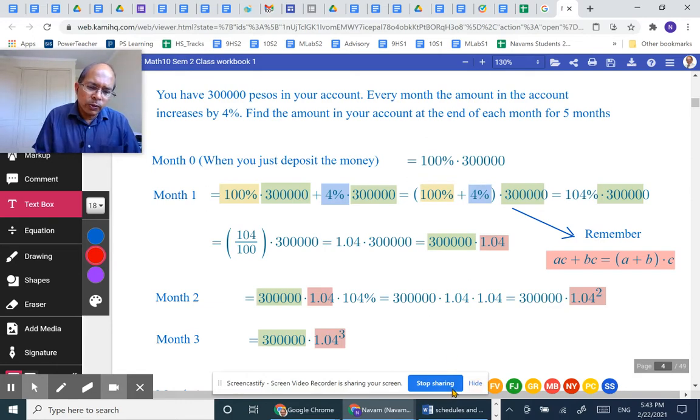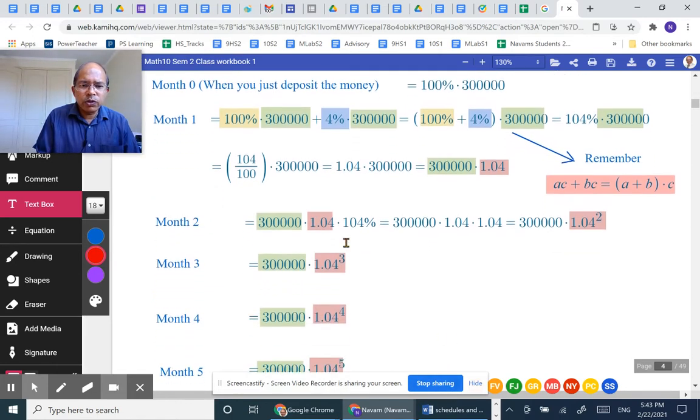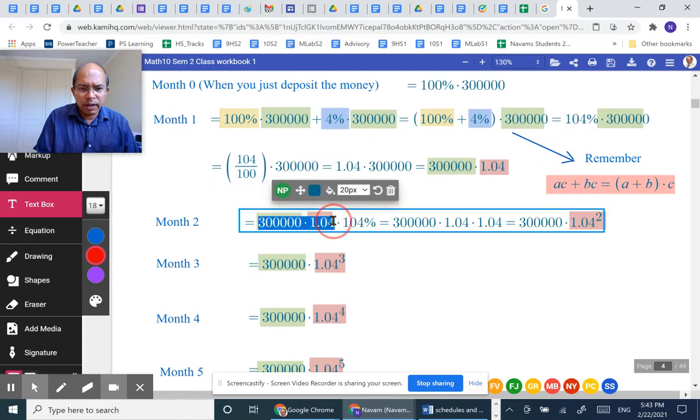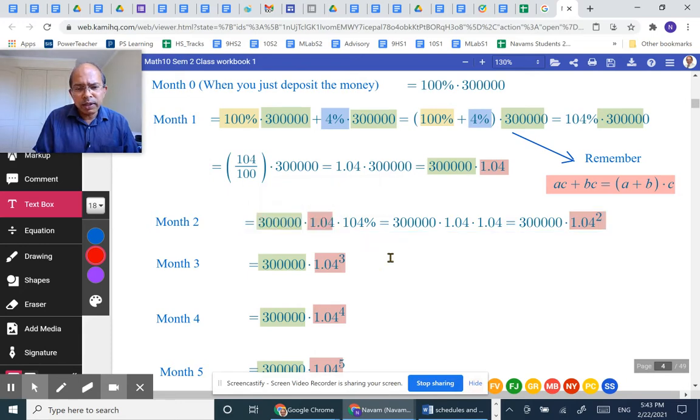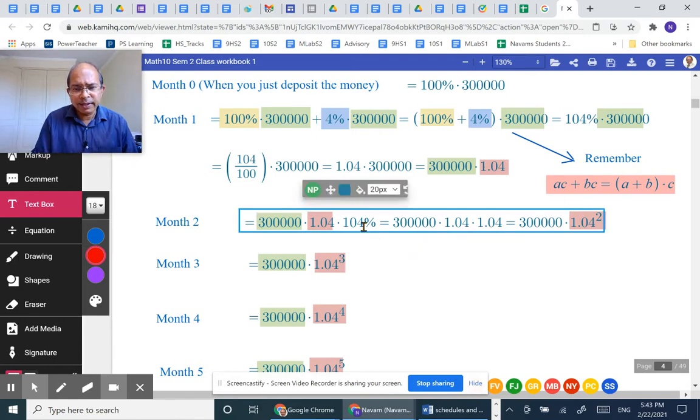At the end of month 2, remember that you have 300,000 times 1.04 in the account. But the bank gives you an additional 4% on that, which means you have a total of 100% of what you have plus 4%, which is again 104%. Using the same argument as above for the percent, you get this as 300,000 times 1.04 times 1.04, which becomes 300,000 times 1.04 squared.